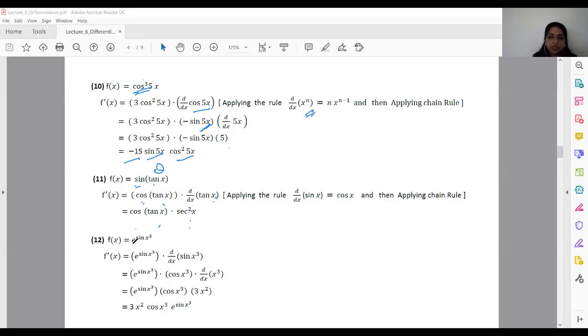Now the next, e raised to sine x cube. This is again an exponential function, so we keep the same, e raised to sine x cube. Then applying the chain rule, d by dx of this power, sine x cube. Here sine is our function, x cube is our theta. The derivative of sine is cos, theta remains the same, and then d by dx of x cube is 3x square. So our final answer is 3x square cos x cube into e raised to sine x cube.